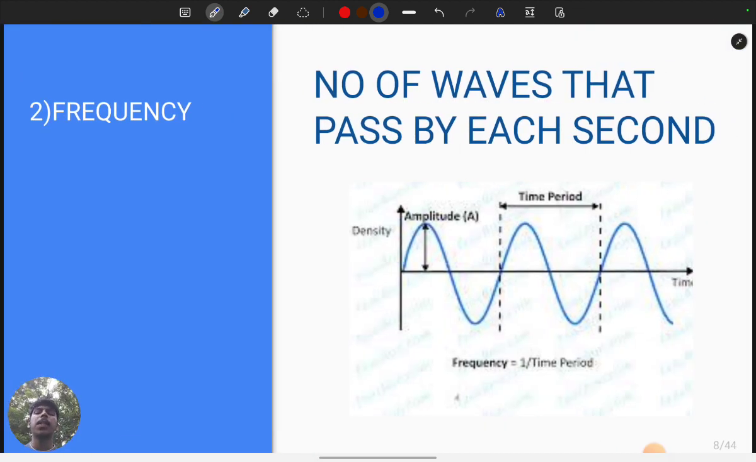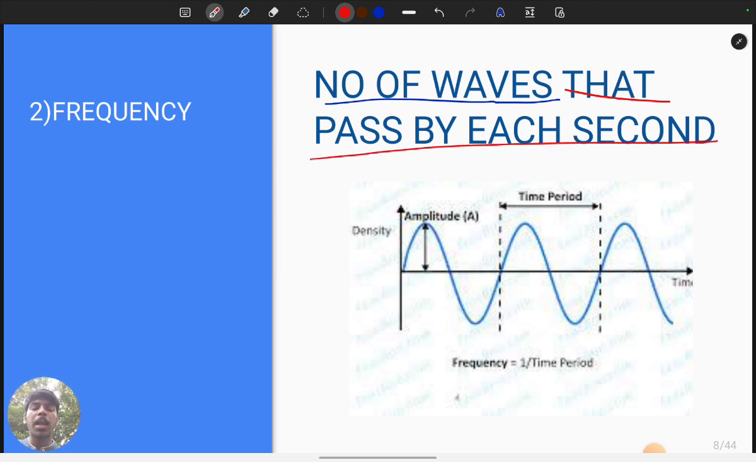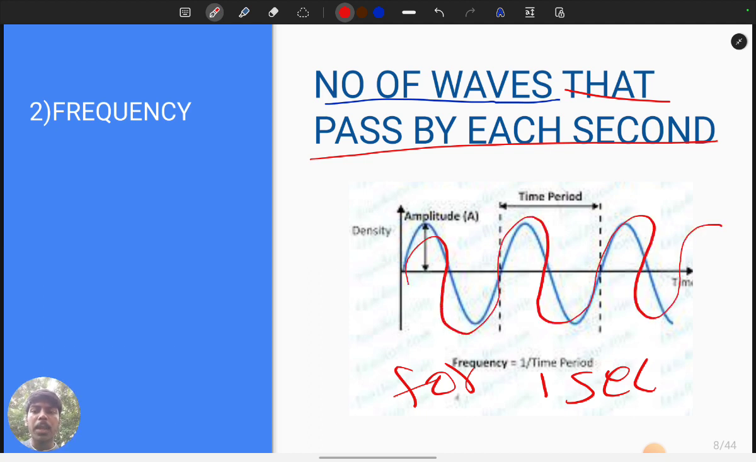Next one is frequency. What is frequency? The number of waves that pass by each second. For example, for 1 second, how many waves are passing? That is called frequency. Frequency is denoted with the Greek letter nu. We will be discussing frequency more in the next slides.